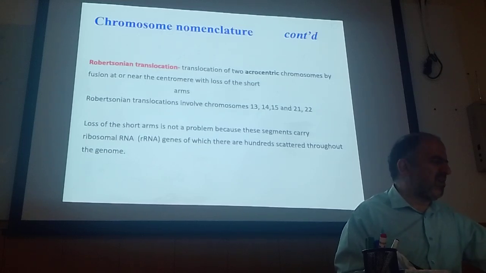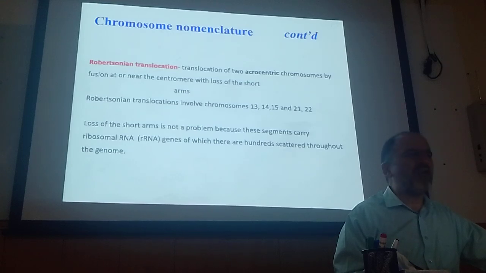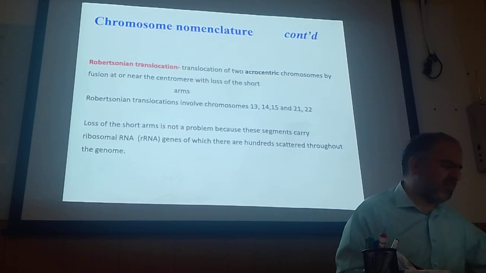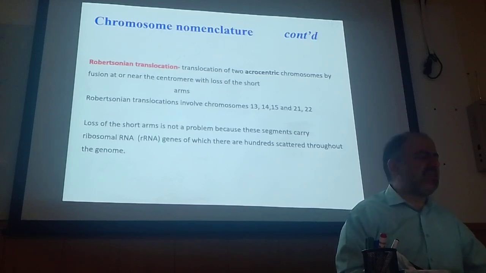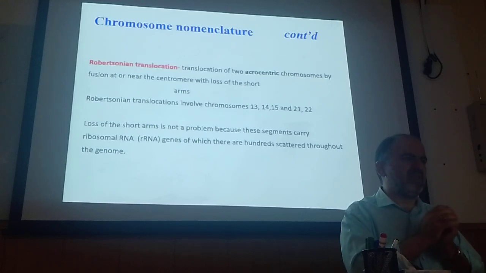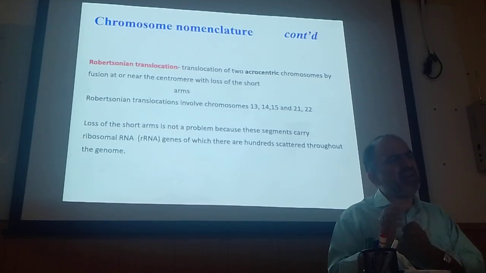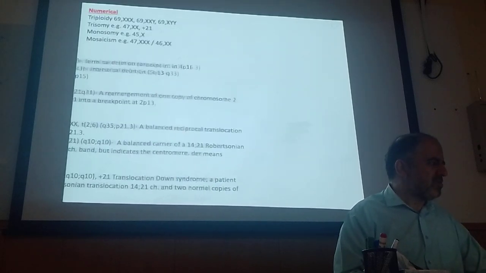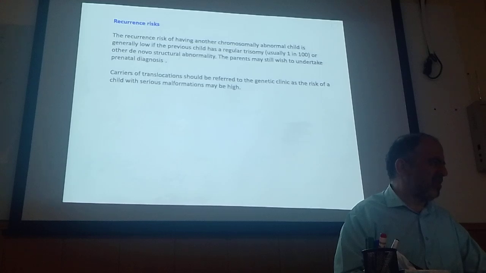In the next session, we talk about Robertsonian translocation. Remember, we have five chromosomes: 13, 14, 15, 21, and 22. They are acrocentric, which means there is no p arm, or somehow there is a p arm but a very small one, and it is a sticky end. So they can sit together: 13 and 14, 15 and 21, 21 and 22. I will show you the picture. So that's the numerical problem; structural, we talk about this.